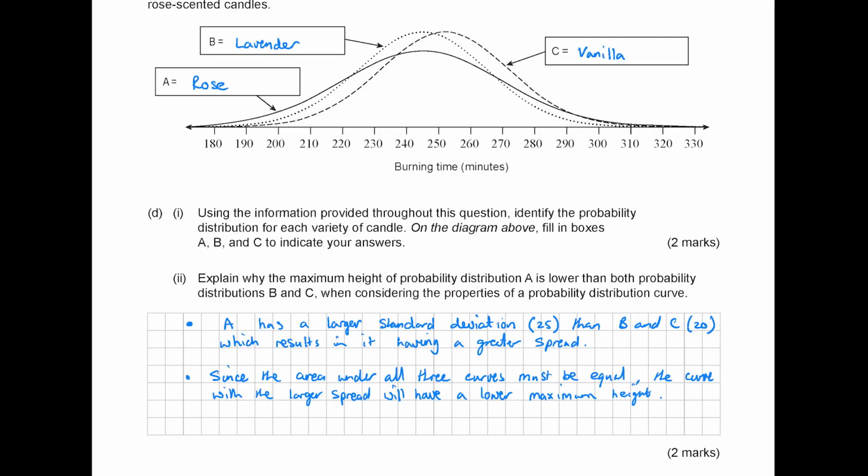We then have the graphs, or the distribution graphs. So what we were looking for here was a third variety of candles. So you've now got rose, lavender, and vanilla, and we're just looking for them to be put in the correct place. So I think we had 2 that had the same standard deviation and 2 that had the same mean.